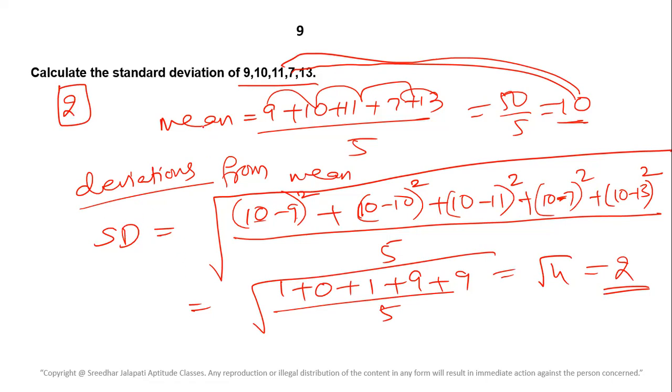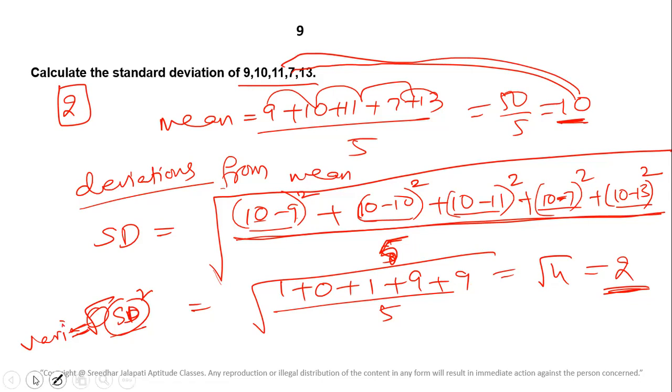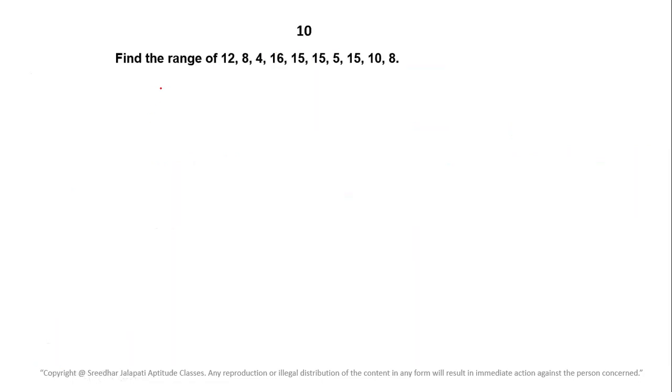So to find standard deviation, first you have to find the mean, then find the deviation of each element from the mean, then square each deviation. Then standard deviation is under root of the sum of the squares of the deviations by the number of elements, which is 2. By the way, variance is nothing but the square of standard deviation. So here variance is 4. For this question, variance is 4. Anyway, you are asked to find standard deviation.